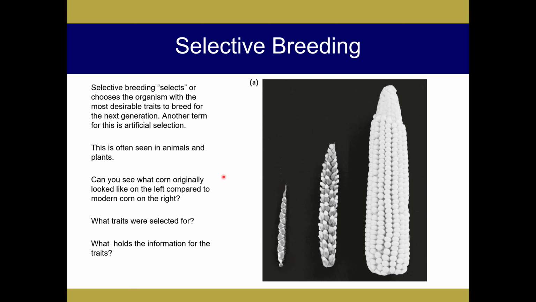Can you see what corn originally looked like on the left side compared to modern corn on the right? Wow. So that's really different, huh? So this is what corn originally looked like, and then compared to the modern corn on the right, this is what we see. What traits were selected for? What holds the information for the traits? Well, it looks like if these are the individual kernels, 1, 2, 3, 4, 5, 6, 7, 8, 9, 10, 11. Yeah, it just seems like as they got larger and larger, they were able to produce more and more kernels.